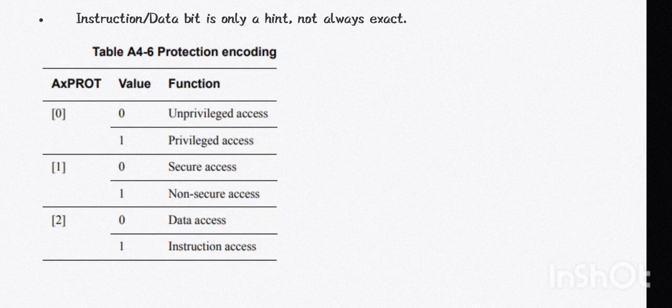When 0, it means low, it is data access. 1 means it is instruction access. Used to protect against illegal or unauthorized transactions. The transaction data bit is only a hint, not always exact.